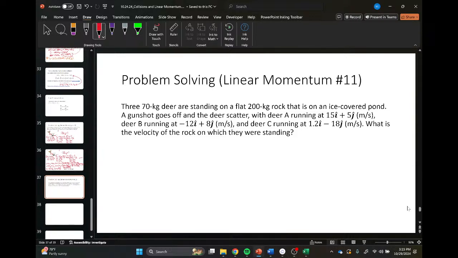So it seems like a crazy problem, but momentum makes this problem really, really easy. That's the cool thing with this. You don't care the order that they jump off. You don't care how they jump off. You don't care anything. You just care about the beginning and the end. And we can figure out the velocity of the rock based on that.